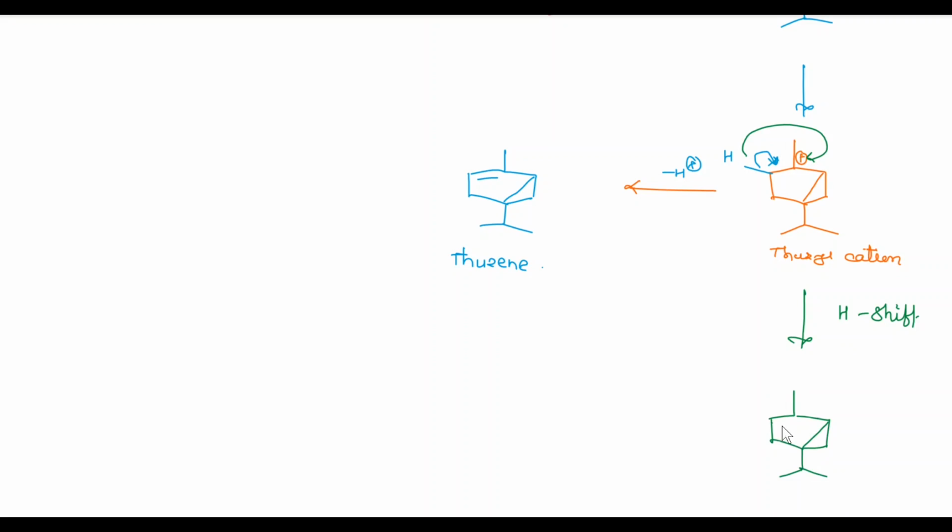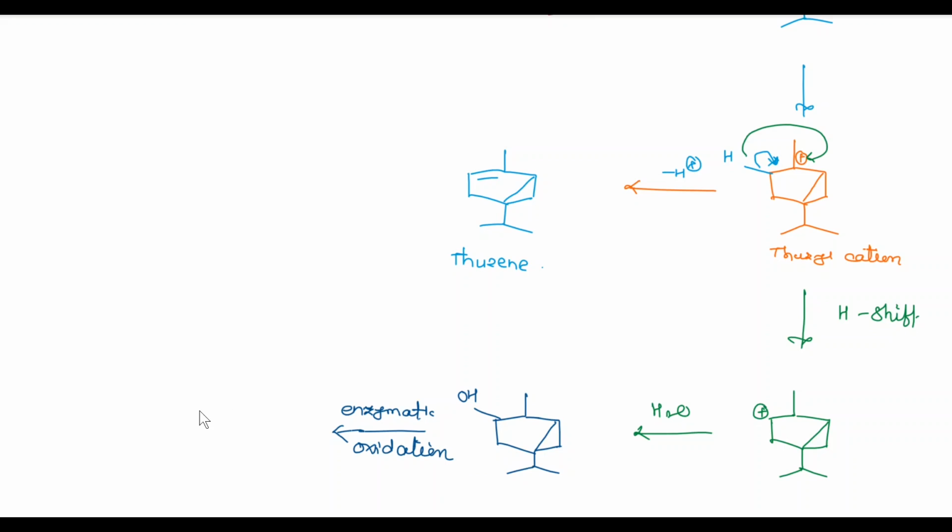Instead of minus H plus of this hydrogen, on 1,2 hydrogen shifting of this hydrogen onto this carbon atom, we get a new cation here. In the next step, on addition of a water molecule, we get OH here, and on enzymatic oxidation we get this moiety, with a carbon-carbon double bond here, and this is called thujone.